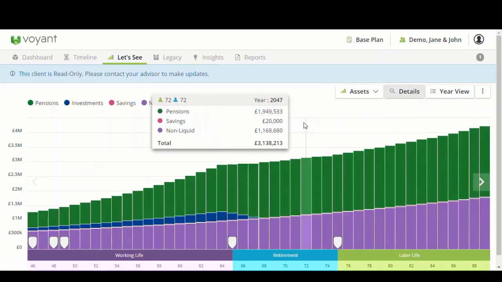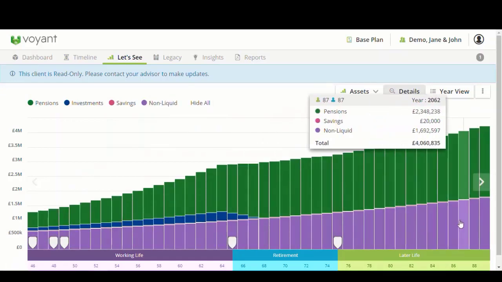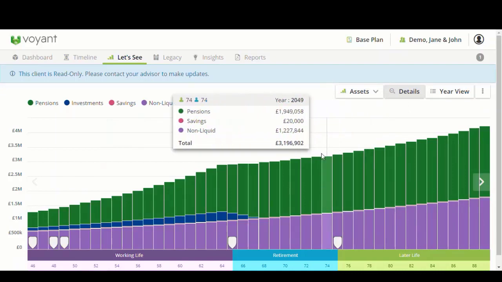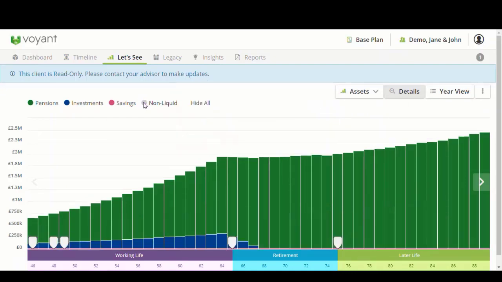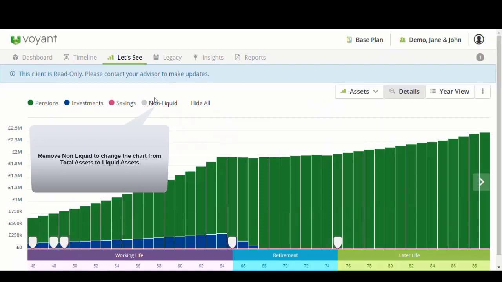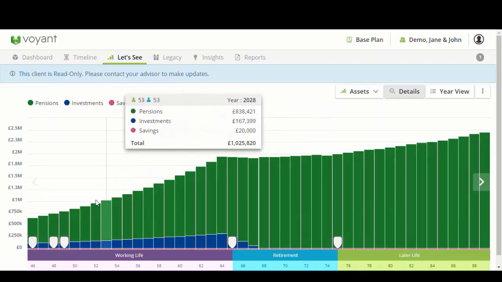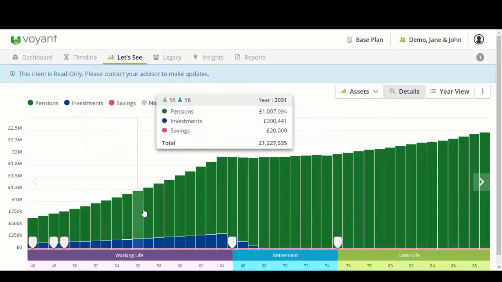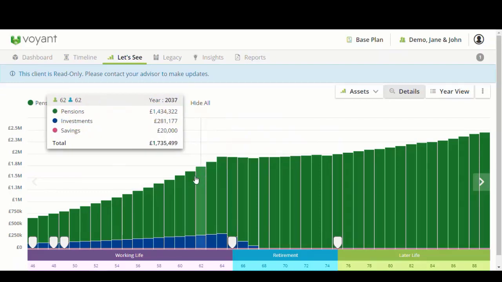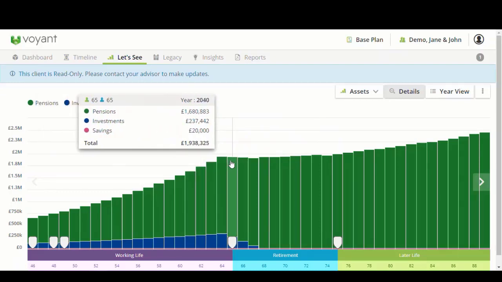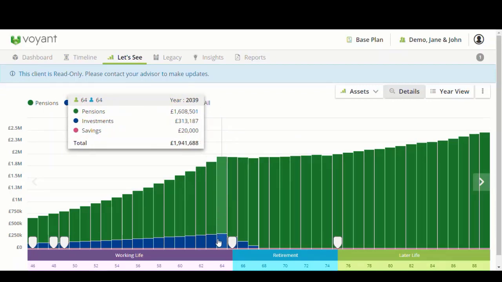Now, as you can see from the assets chart, we have the property, which is the purple. Now, let's just remove that for now because that's non-liquid. Let's look at liquid assets. And as you can see from the plan, in the early years, as they're in employment, they are making contributions to their pensions. And this is building throughout the time until they reach retirement. And they will start to draw on not only their pensions, but also their investments, which you can see in blue at the bottom here.